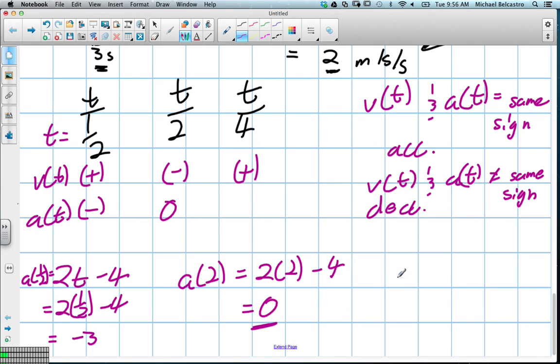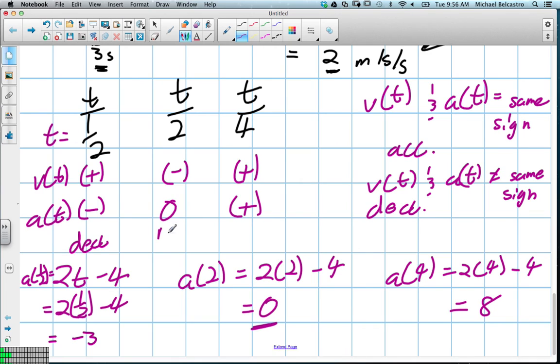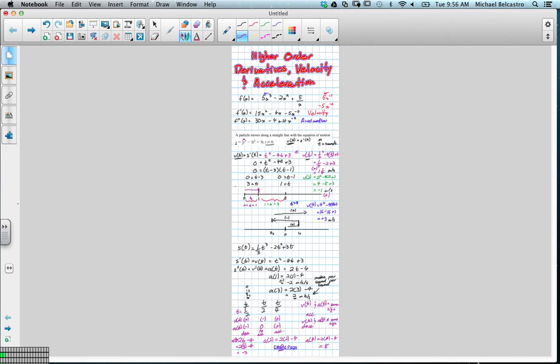And finally at 4, a at 4 is equal to 2 times 4 minus 4, which gives us positive 4. So it's positive. So this was accelerating at this point. So we had it slowing down, deceleration, no acceleration, and then we have acceleration. So that's how we relate our values to acceleration and velocity.